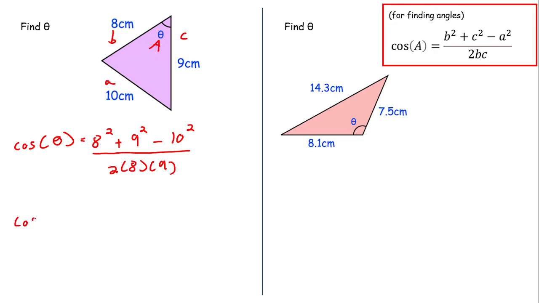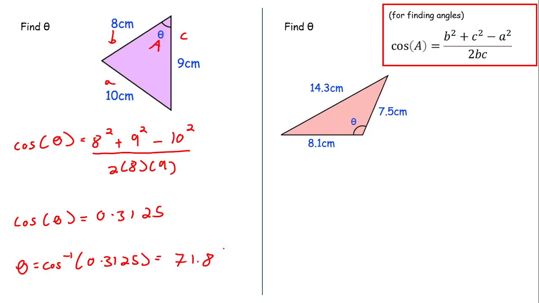Go and plug that into your calculator. So we're going to get cos theta is equal to, type this in, 8 squared, add 9 squared, minus 10 squared, over 2 times 8 times 9, doing it really carefully, and you should get 0.3125. That's not our answer. You've got to find theta, which is your missing angle. So to find that, you've got to take the cosine inverse of 0.3125, which is equal to 71.8 degrees if you round it to 1 decimal place.